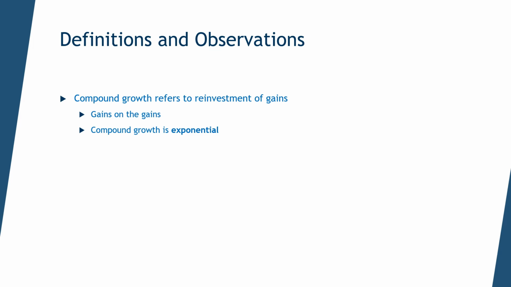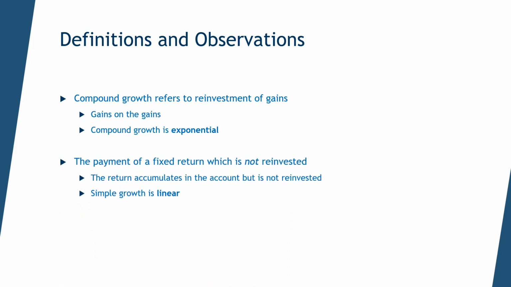Now, remember, compounded growth just means that we're reinvesting gains. So we're generating gains on gains, or sometimes we call that interest on interest. And that growth is going to be exponential. So when we look at the formula for generating the future value of a given sum when the returns are compounding, we're using an exponent in the formula.